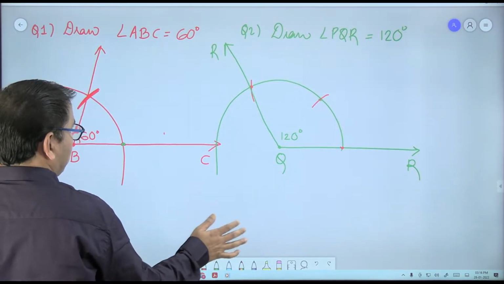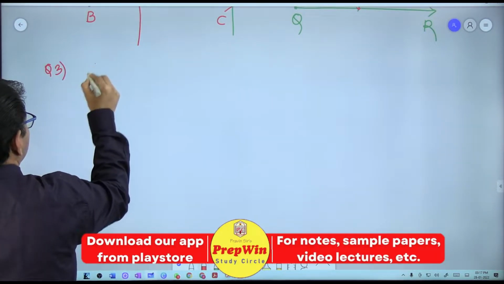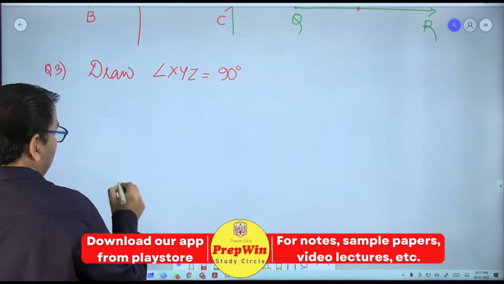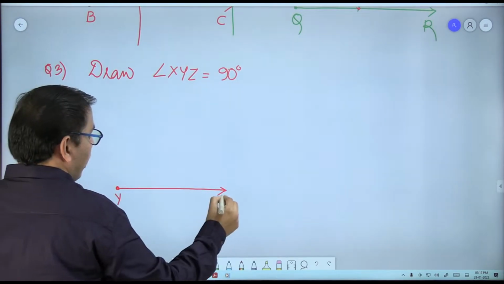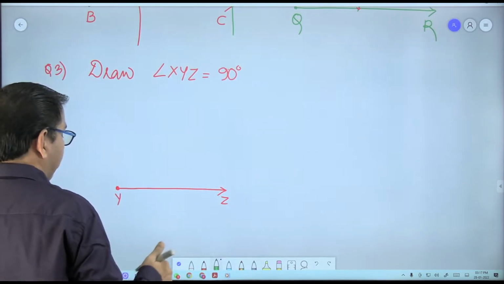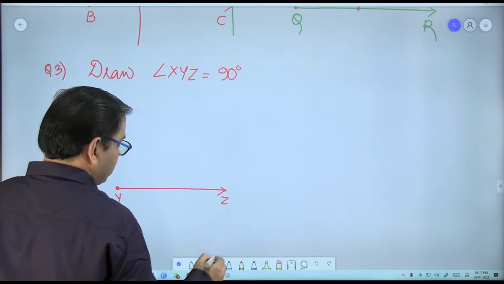Let's go for the third question. Okay. Question number 3. You will be drawing an angle. Right angle we are about to draw. Again start the same thing. X, Y, Z. So this ray is YZ. Now see here what we will do is we will use a concept of angle bisector.